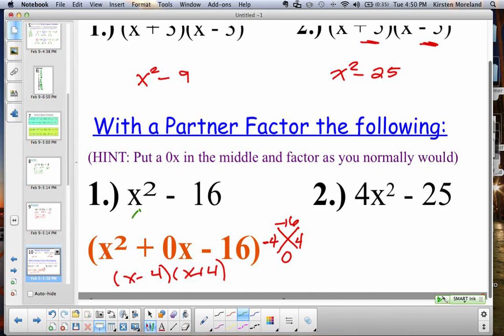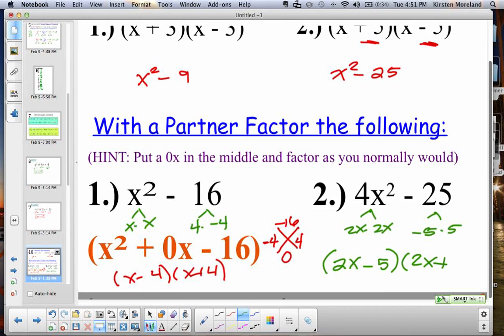If you look at this, this is really x times x in the beginning, and 16 is really 4 times negative 4. If I look at this one, this is a perfect square of 2x times 2x. 25 is the same thing as negative 5 times positive 5. So the factored form of this, without having to do any diamond or anything, is 2x minus 5 times 2x plus 5. Notice that these always need to be opposite signs to get a middle term that would cancel.